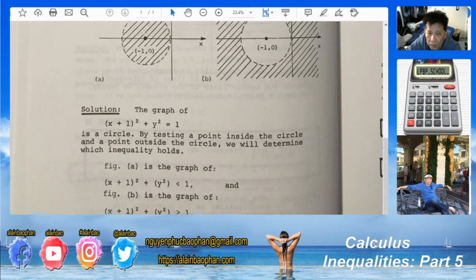Everything inside the circle right here, include the circle, exclude the circle. And then figure B, (x+1)² + y², everything outside the circle, exclude the circle itself. This one is the circle, so exclude the points on the circle. Okay, so we finish.